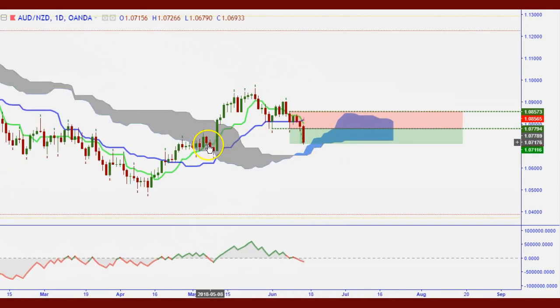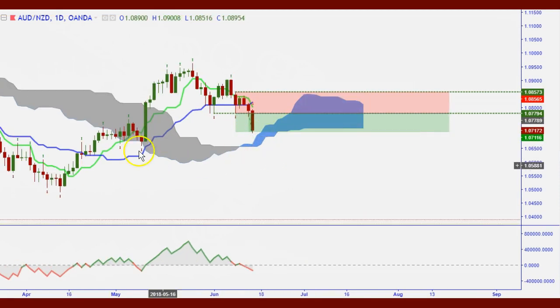Chikou span is not slightly below price yet, but it's getting there. All right, and then it's going to have problems breaking outside of this cloud here. Now I'm not showing it on my chart, but I know where Chikou span is, so it's going to have a little bit of problems getting through the cloud. So we were looking at this pulling back a little bit. I'm going to talk about how I really entered this market.